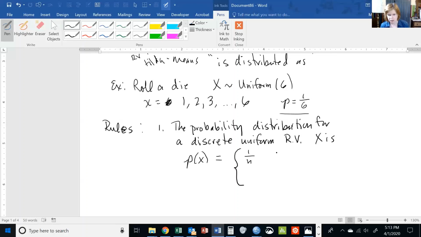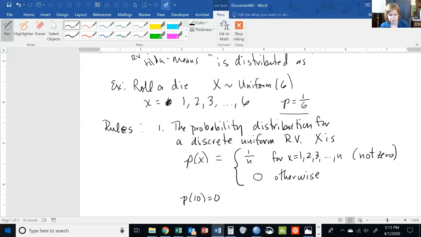So 1 over n is for values when x equals 1, 2, 3, again not 0, 1 to n. 0 is not part of it. And the probability for any other number, so for instance, the probability of 10, is 0. So it's 0 elsewhere, or otherwise. So p of 1 is 1/6, or p is 1 over n.